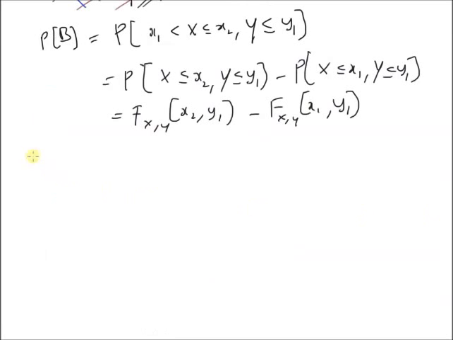Next, let us look at another event C, which is defined as the value X lies between x1 and x2 and the value of Y lies between y1 and y2.